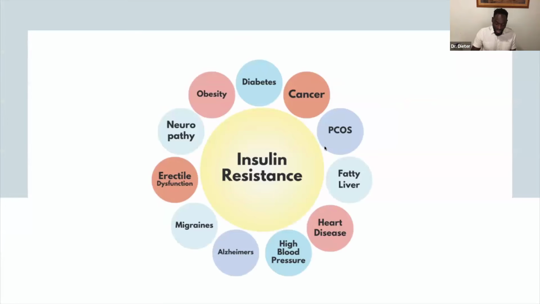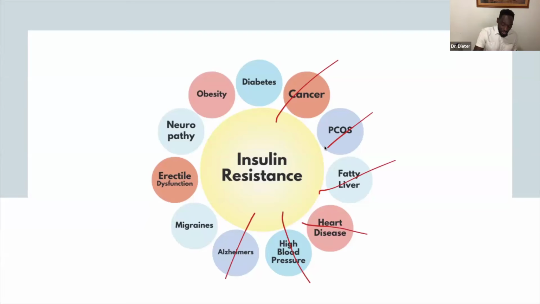I want to be clear because every now and then we get people who say, "Hey, doc, I attended your lecture and it seems like you were just talking about diabetes." No, I don't want you to hear insulin resistance and think about just diabetes. Insulin resistance is more than diabetes. Insulin resistance is the reason you have cancer, the reason you have polycystic ovarian syndrome, fatty liver disease, heart disease, high blood pressure, Alzheimer's disease.